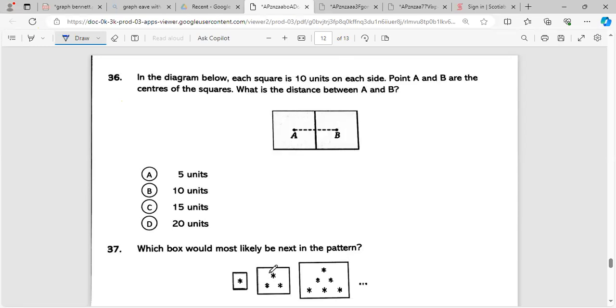In the diagram below, each square is 10 units on each side. Point A and point B are the centers of the cube. What is the distance between point A and B?